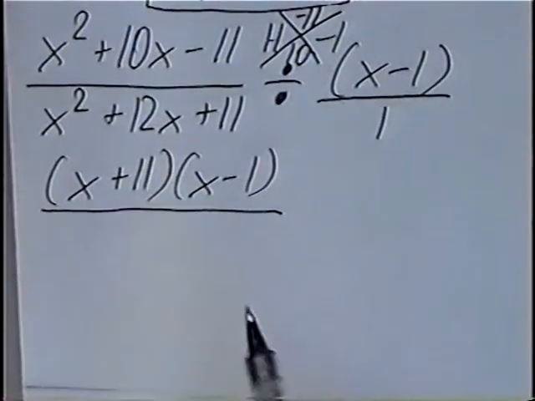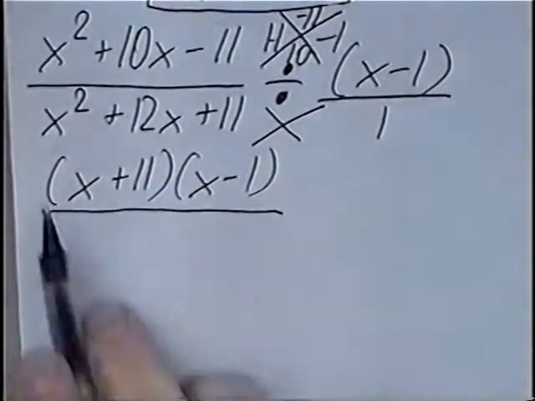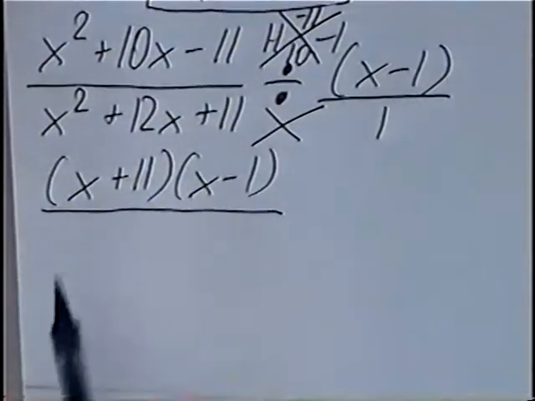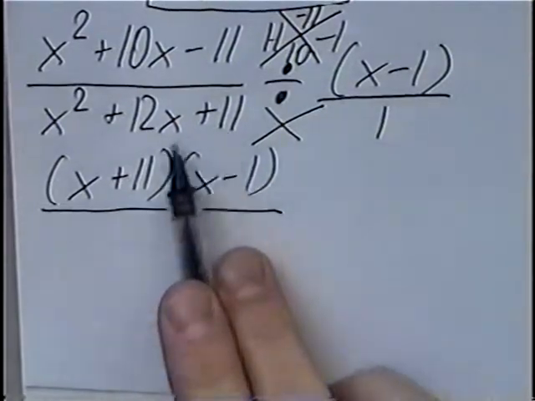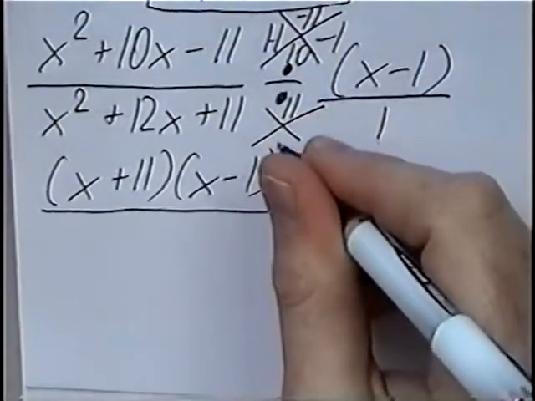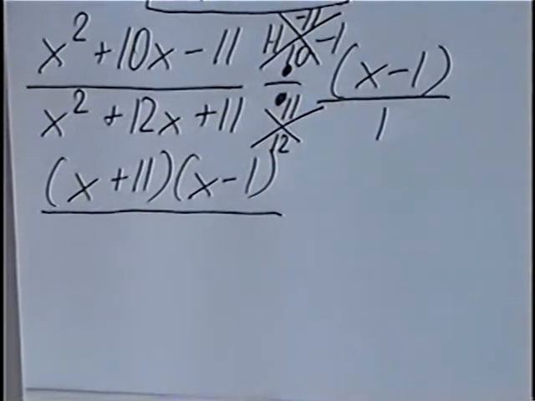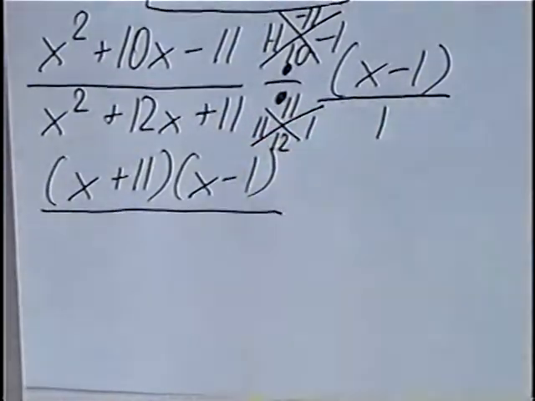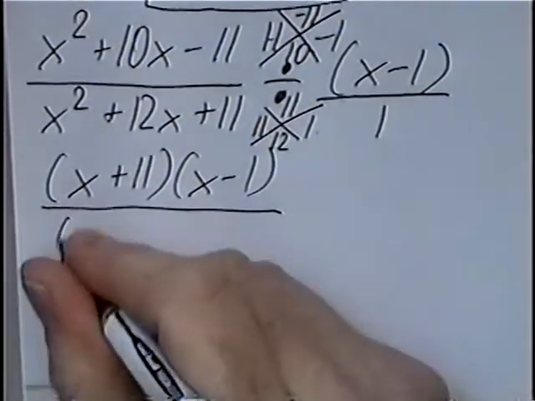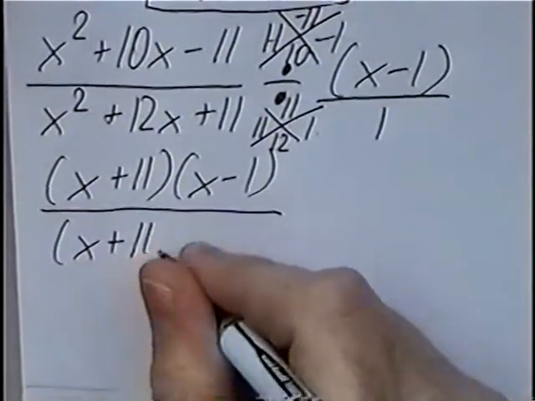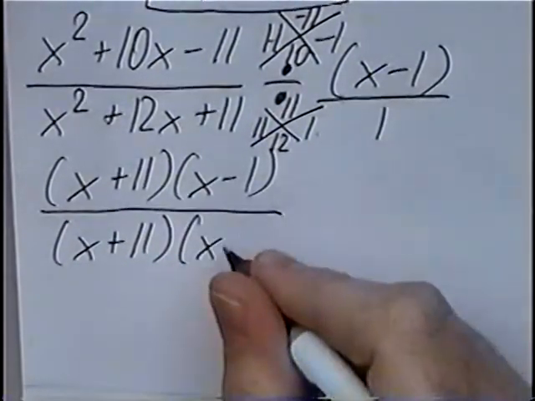Factoring the denominator. Again, x squared plus 12x plus 11, the trinomial we can factor with the diamond or x method. Numbers that multiply to get 11 and add to get 12. Those numbers would be 11 and 1. 11 times 1 would be 11, and 11 plus 1 would be 12. So the factors would be x plus 11 and x plus 1.